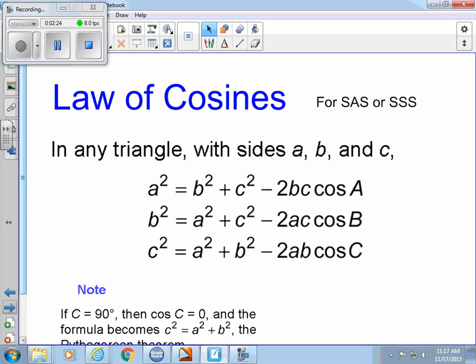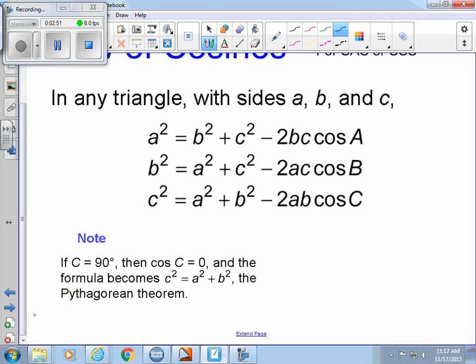There's a note at the bottom: if C is 90 degrees, or if any of the angles are 90 degrees, what is the cosine of 90 degrees? 0. So that whole piece drops out, and you have the Pythagorean theorem, which makes perfect sense. So this does work for any triangle, not just right triangles. You can memorize only one of them, and then just use the appropriate angle in the place it needs to go.